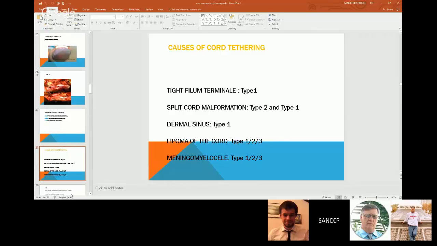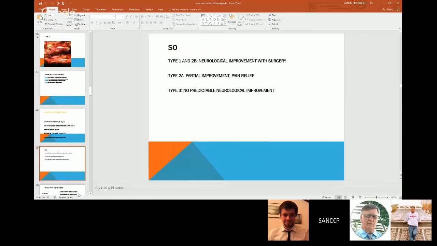So, where do these conditions fit in? A tight filum terminale is type 1. A split cord malformation can be a type 2 as well as a type 1. A dermal sinus is always a type 1. A lipoma and a meningomyelocele, depending on the anatomy of the lesion, may be a type 1, type 2, or type 3 lesion according to the Yamada classification. And therefore, there are some that will improve and there are some that will not necessarily improve with surgery.